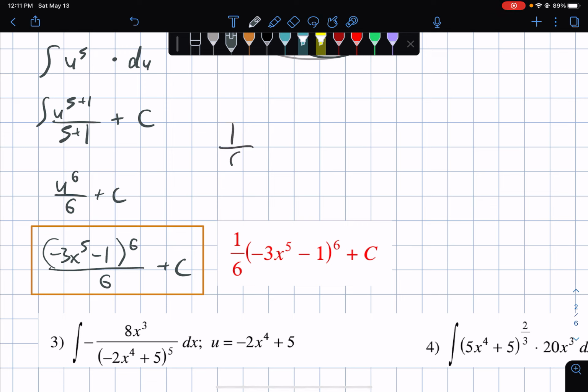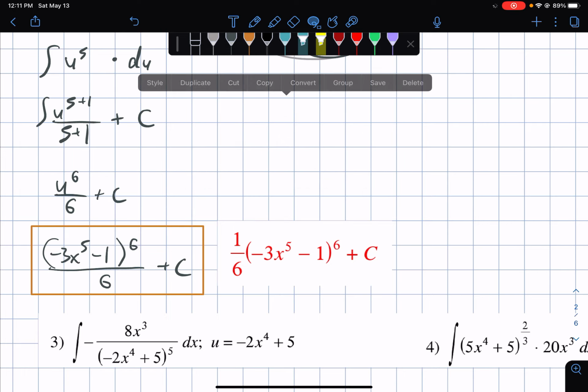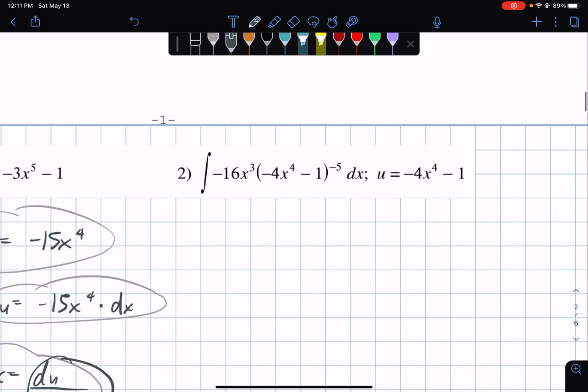You can express 1 over this thingy as 1 over 6 times the quantity, negative 3x raised to 5 minus 1 raised to 6. And then you just copy plus c. Another format is the one that I wrote. You put everything on top of the denominator, and yeah, they're the same in conclusion. Let's move on to number 2.